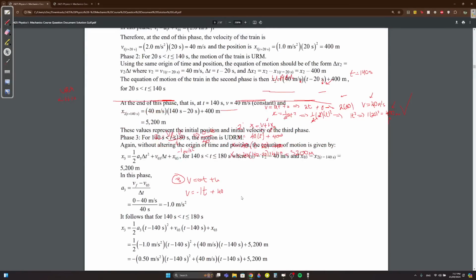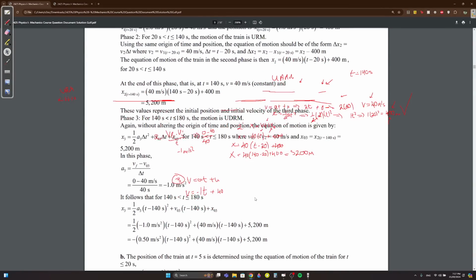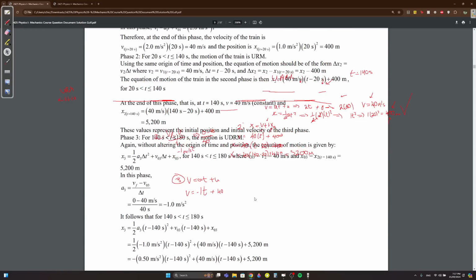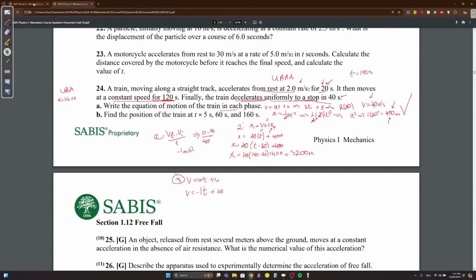Hold up. I don't want x, I want v. They didn't give me v? Okay, they're just giving me x. Yeah, you get this for v, because our initial velocity was 40. How about for x?